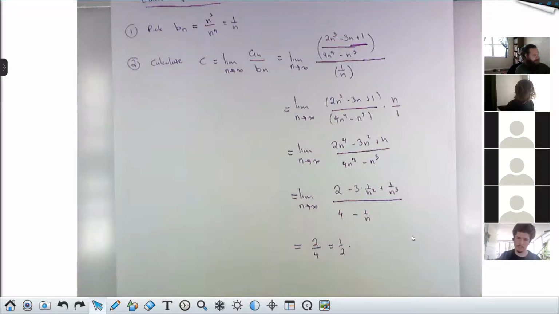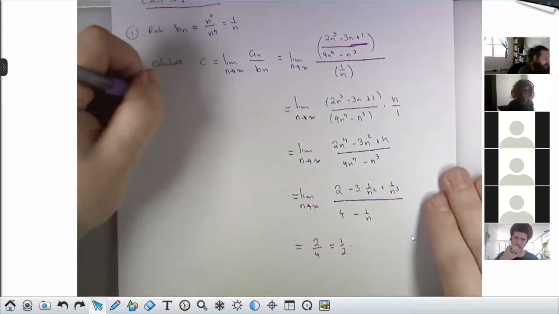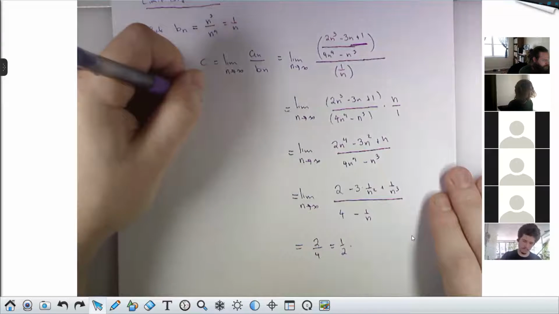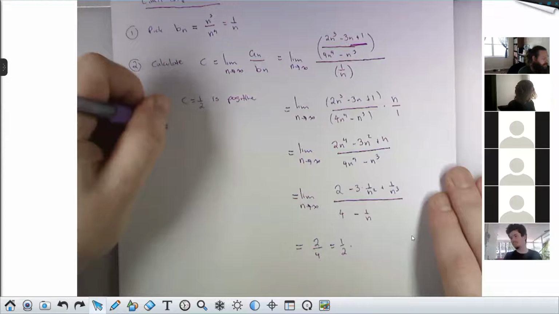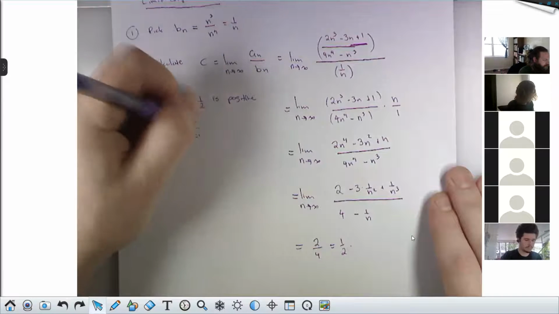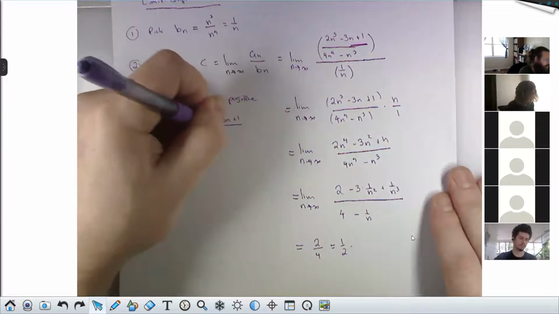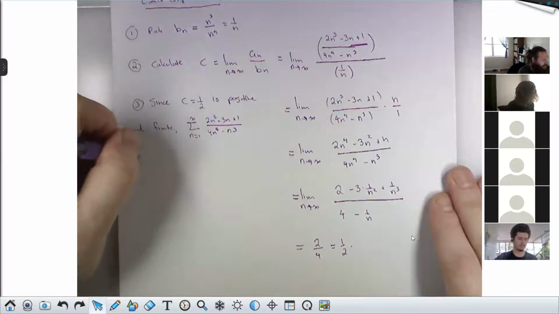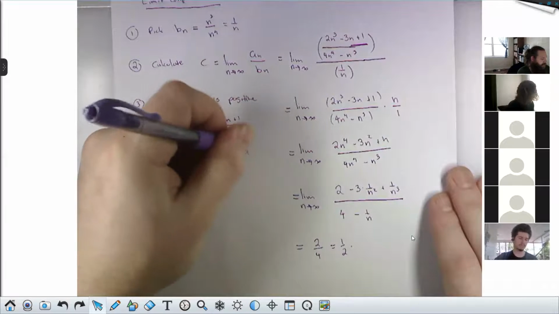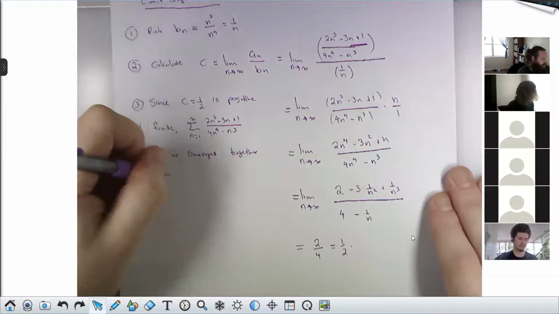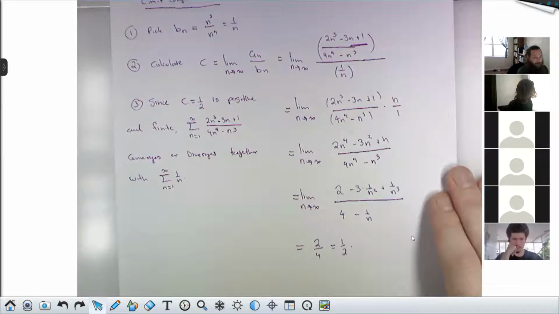Now, as in the previous problem, we can say since C equals 1/2 is positive and finite, sigma n from 1 to infinity 2n cubed minus 3n plus 1 over 4n to the 4 minus n cubed converges or diverges together with sigma n from 1 to infinity 1 over n. That's the end of the comparison.